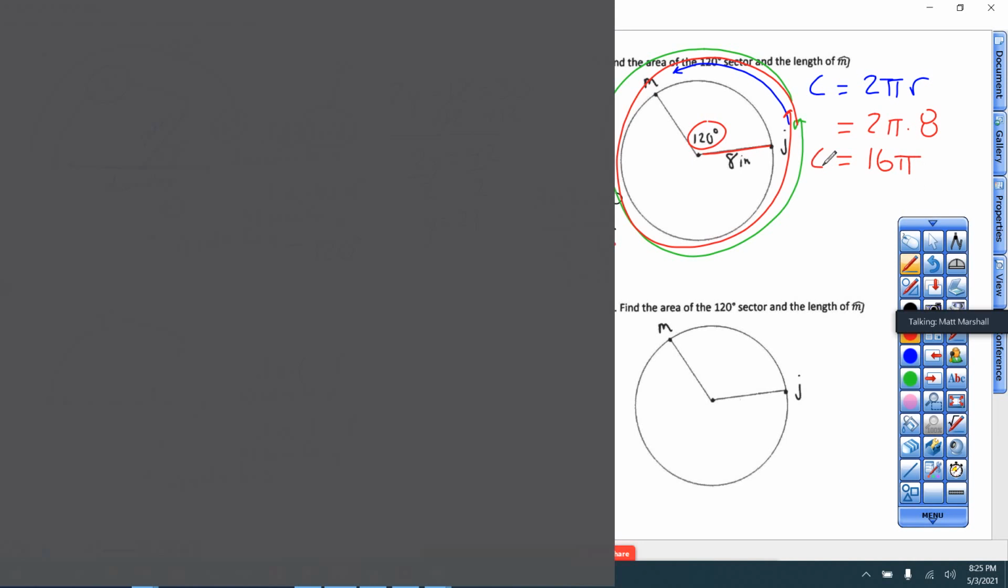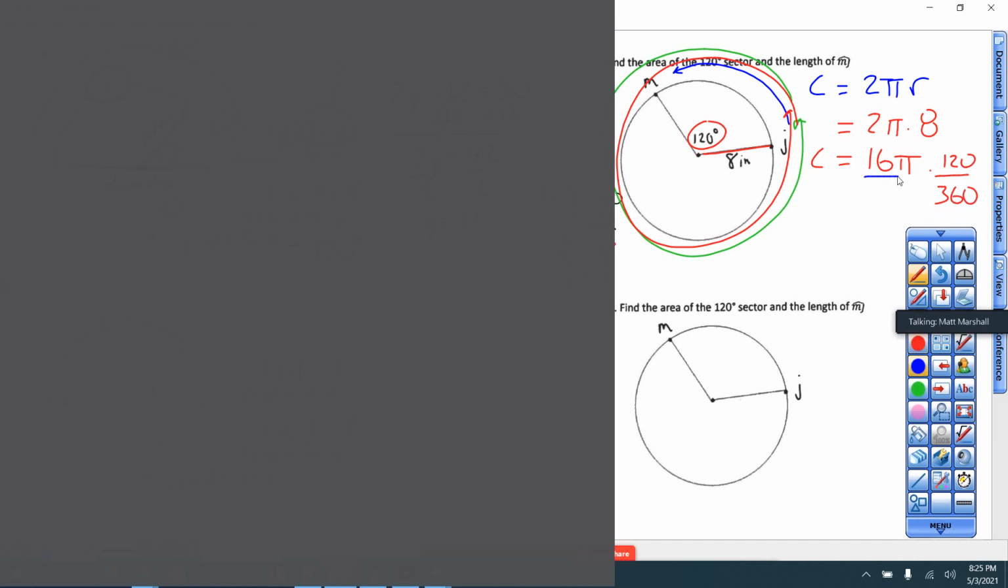Does that make sense? Yeah. So it's different than area, right? Area is pi r squared, but for circumference, it's 2 pi r. So you take that circumference and then you times it by that ratio of 120 over 360, because it's that part of the all the way around circle.